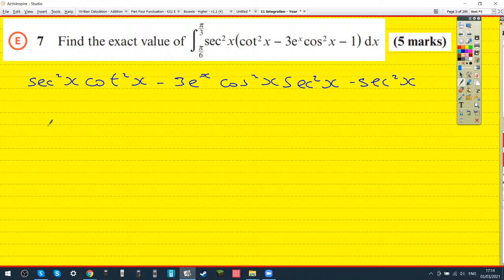Wait, what do you mean? So what is sec squared x the same as? 1 over cos squared x. So that's 1 over cos squared x. What is cot squared x the same as? 1 over tan squared x. Yeah. And in terms of sine and cos?